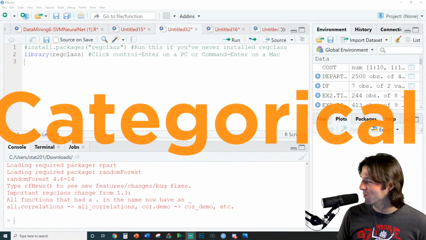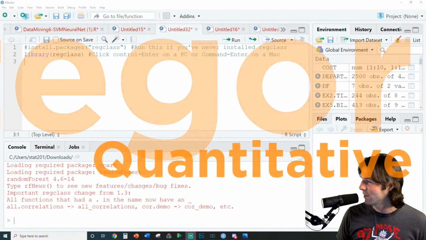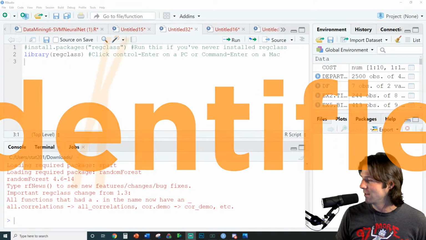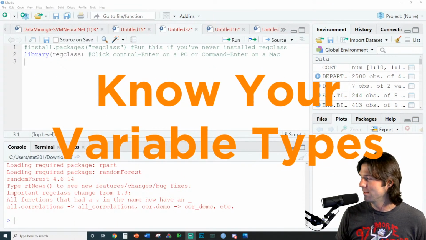Here's the new volume. We're just doing a volume check right here. Know your variable types.